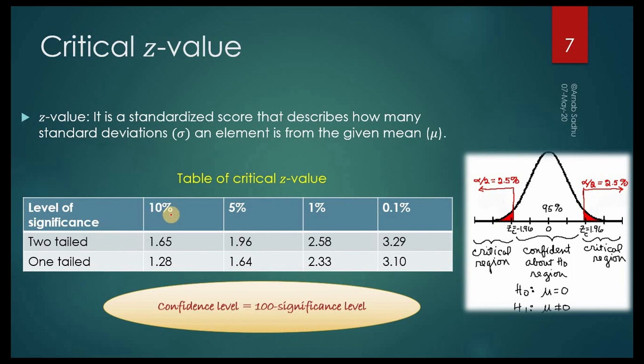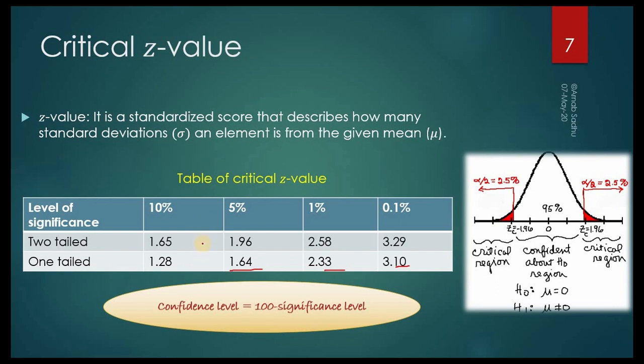The level of significance here for a two-tailed test at 10% is 1.65, 5% is 1.96, 1% is 2.58, 0.1% is 3.29, and in case of a one-tailed test it is 10% 1.28, at 5% is 1.64, at 1% 2.33, and 0.1% is 3.10. You will get the complete table of Z values on the internet and from various web sources, but I have noted this down because in most competitive exams you are asked on these four values of critical level only, that is at 10, 5, 1 and 0.1%.